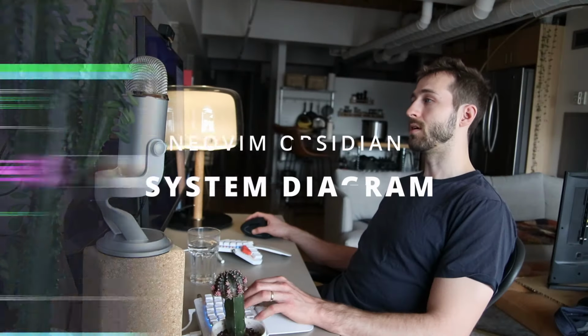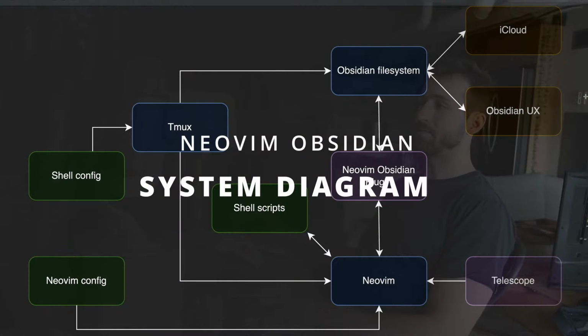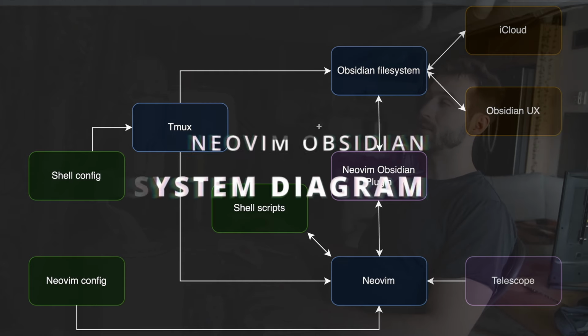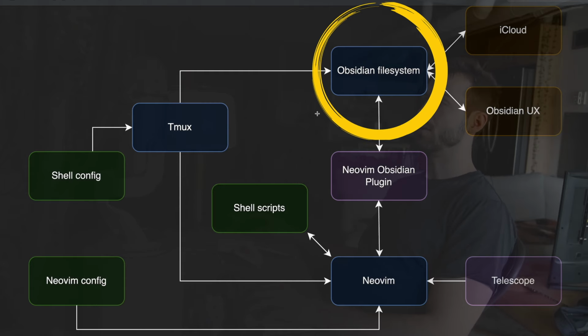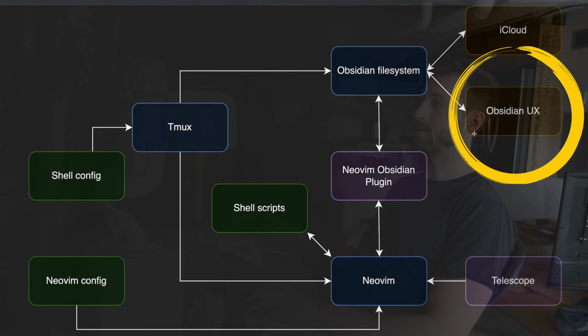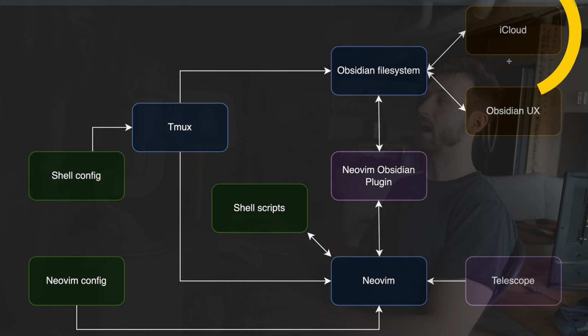Let me show you how this all works. Here's a diagram of my system. The core of everything is my Obsidian file system, which is just a set of markdown files and folders. And how most people use and manage those is through the Obsidian app or the Obsidian UX. This is also synced to other devices using iCloud.